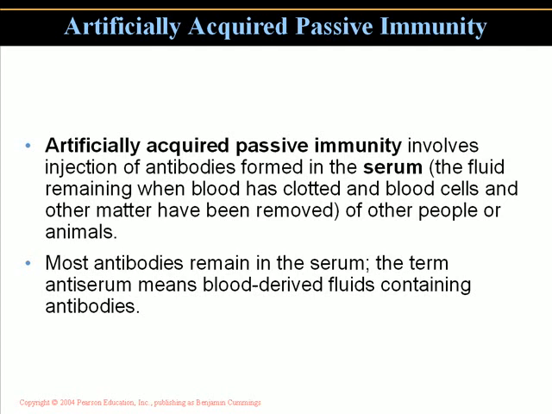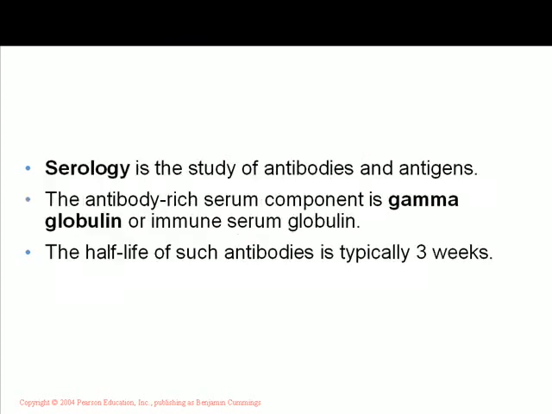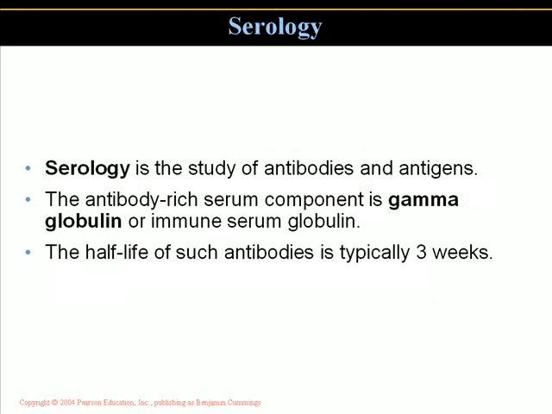So this is artificially acquired passive immunity: antibodies formed in the serum of somebody else or another animal. You remove the blood constituents, you just get the pure antibody, and then you're able to use that in a serum. Again, as a review, serology is the study of antibodies and antigens. Antibody-rich serum is referred to as gamma globulin, or immune serum globulin. The half-life of these antibodies is very short.